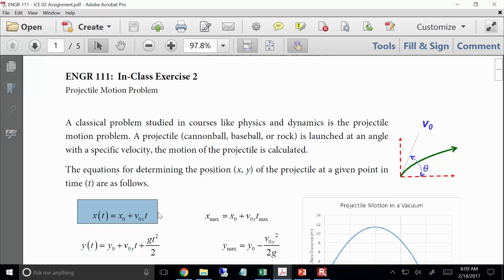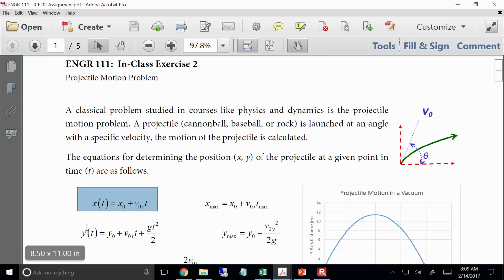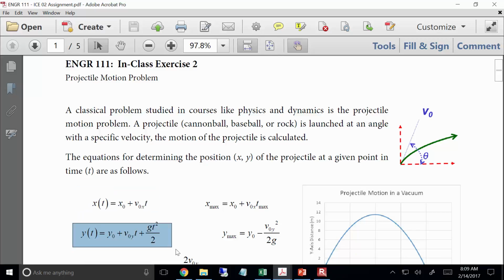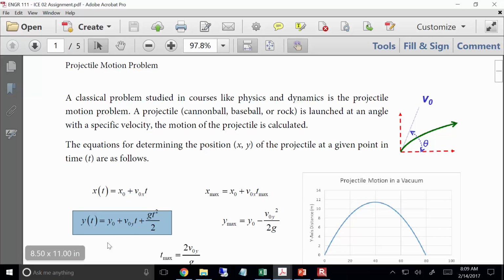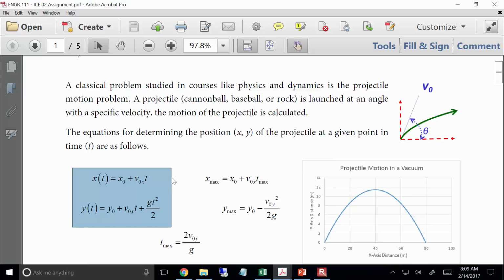The y position, however, is, and this is what generates our parabolic path throughout the air, because we have that gt squared. That's how we get that parabola. So these two expressions right here are the ones that ultimately will allow you to plot this parabola that you see here on the right.